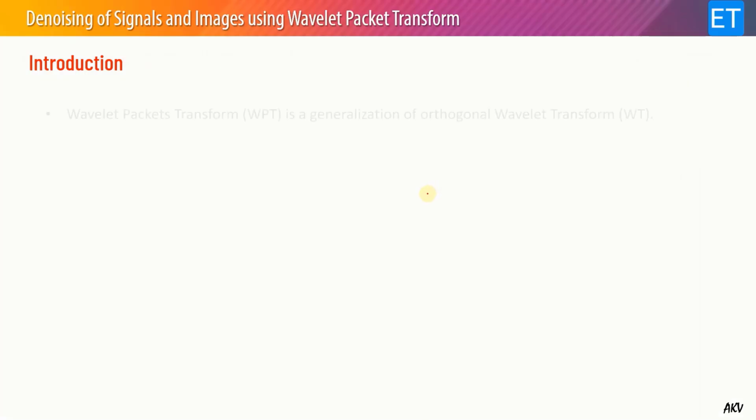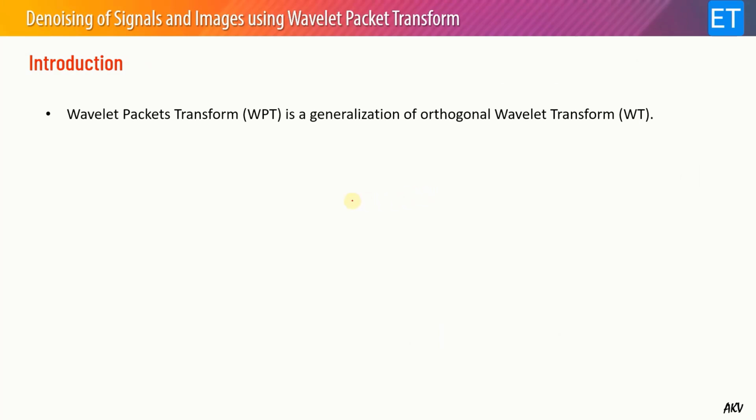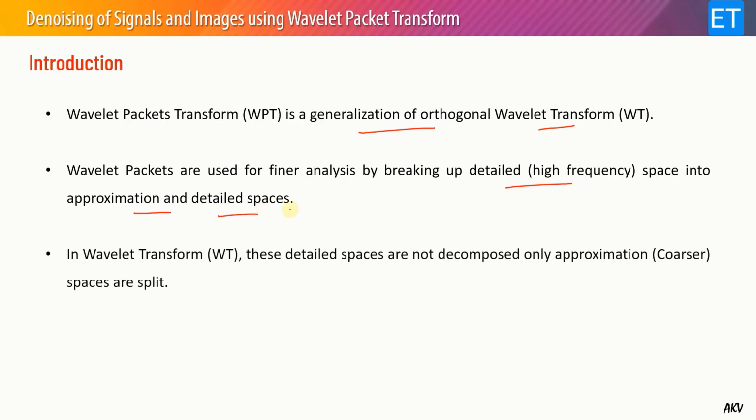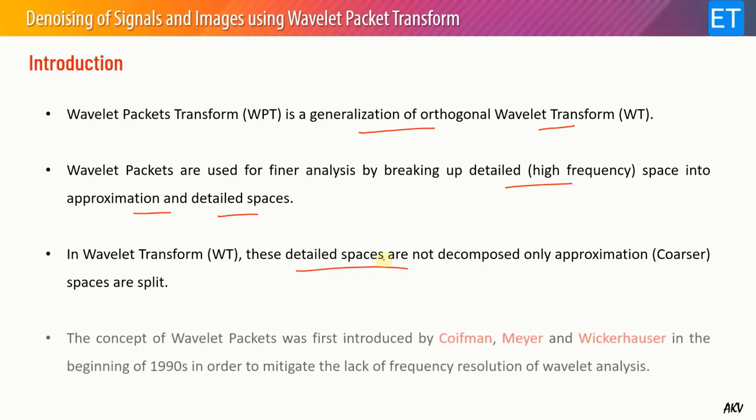So let's see first what is the wavelet packet transform. The wavelet packet transform is actually the generalization of the orthogonal wavelet transform. In wavelet packets, the finer analysis is done by breaking up the high frequency components into the corresponding approximation and detail coefficients. As we know, in the wavelet transform these detail coefficients are not split; only the approximation coefficients are split into the corresponding further approximation and detail spaces.